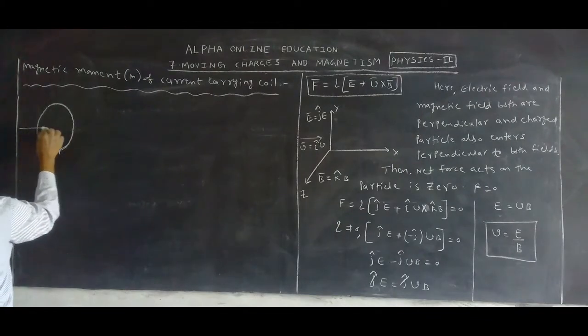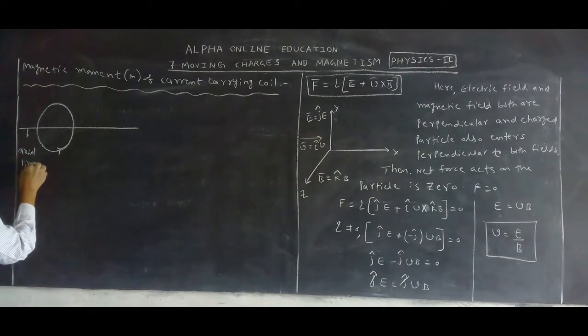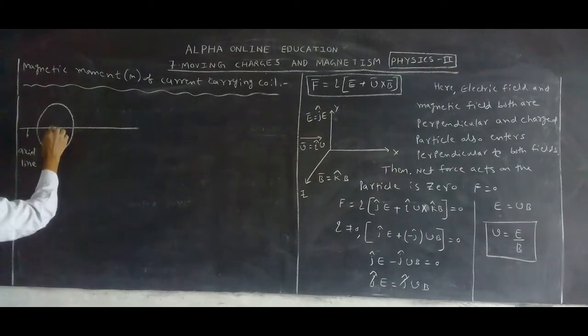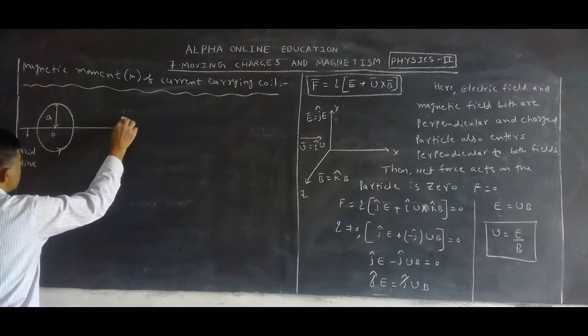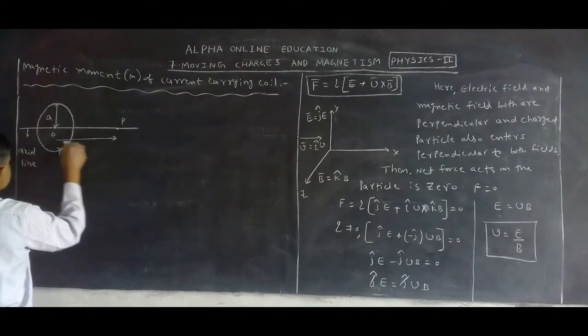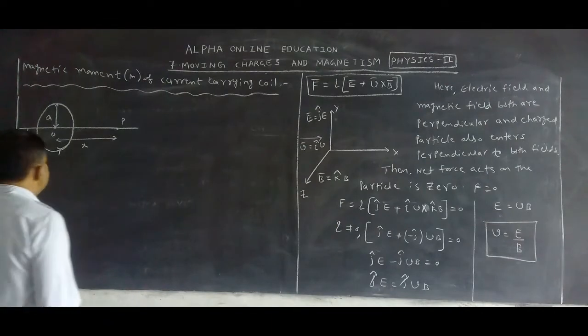This is the axial line. This is O. Here it is A, which is the radius. This is a point P located at a distance X.